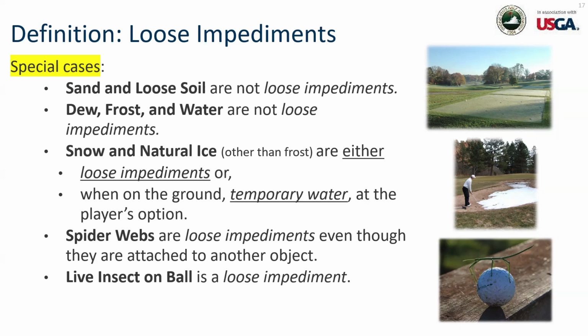Spider webs are considered loose impediments, even though obviously webs are attached to something. The rules say you can move those out of the way and use a towel or whatever you want to get that out of the way. And then the last one, kind of funny, not sure it happens too often, but if you have a live insect on your ball, it is considered a loose impediment, even though it is stuck to the ball. So in that case, a live insect, you're able to pick that guy off to save his life and put him off to the side and play your ball as it lies.